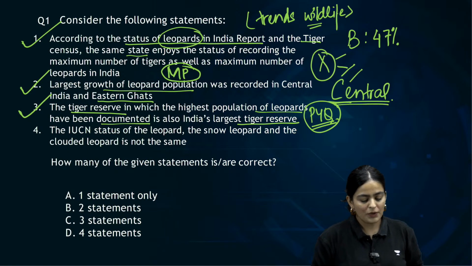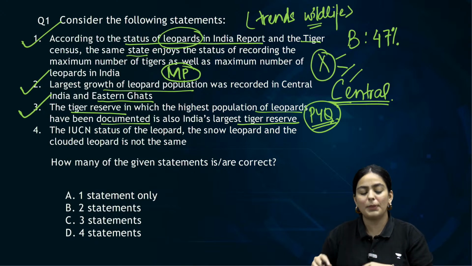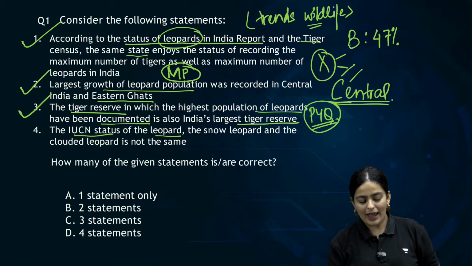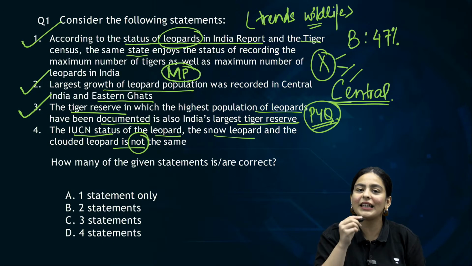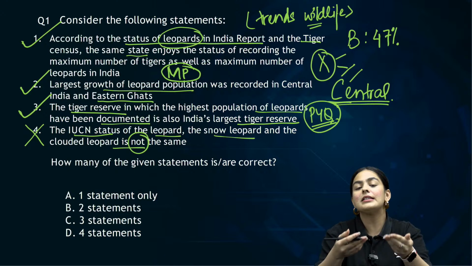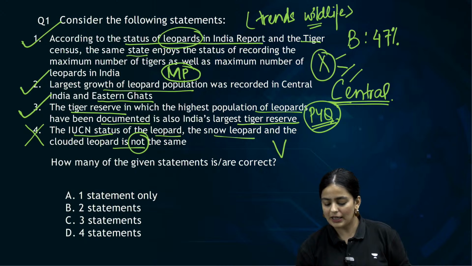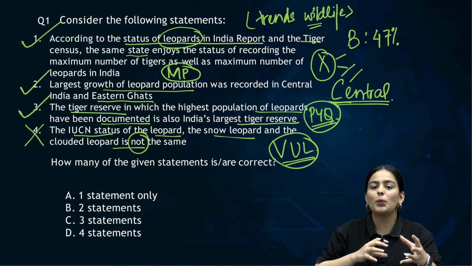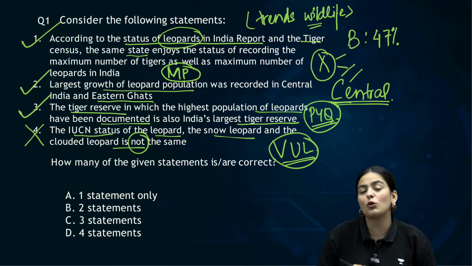What about statement number 4? It is comparing the IUCN status of these big cats. So it says the IUCN status of the leopard, the snow leopard and the clouded leopard is not the same. This is an incorrect statement. I have clubbed these species together so that it's easier for you to remember going forward. The IUCN status for all three is the same and it is vulnerable. So there's a reason that we clubbed these statements. These statements were asked in a different light. UPSC can also do the same.